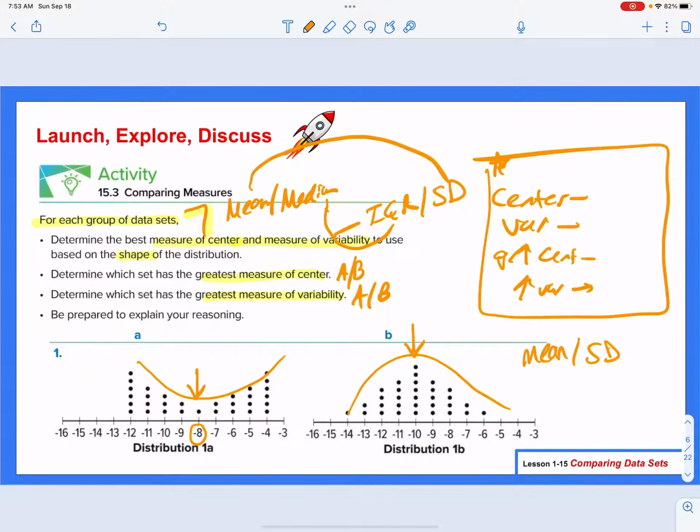So we have a -8 and a -10. Well, because they're negative numbers, the greater one is going to be A. Okay, so that's the greatest measure of center, because -8 is greater than -10. Okay, and then for the most variability, the spread, here we have -12 and -4.